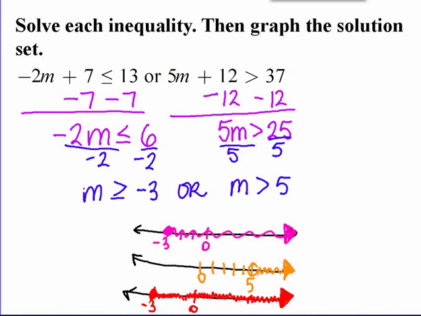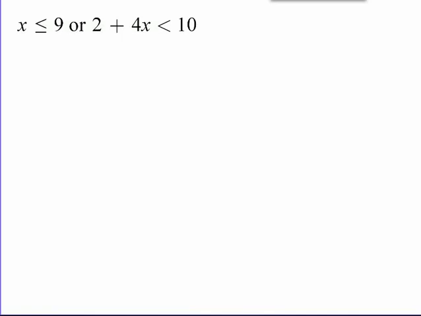All right, one more I want you to try. You try that one for me. x is less than or equal to 9, or 2 plus 4x is less than 10. Okay, so first of all, we end up having x is less than or equal to 9, or x is what? Less than 2.